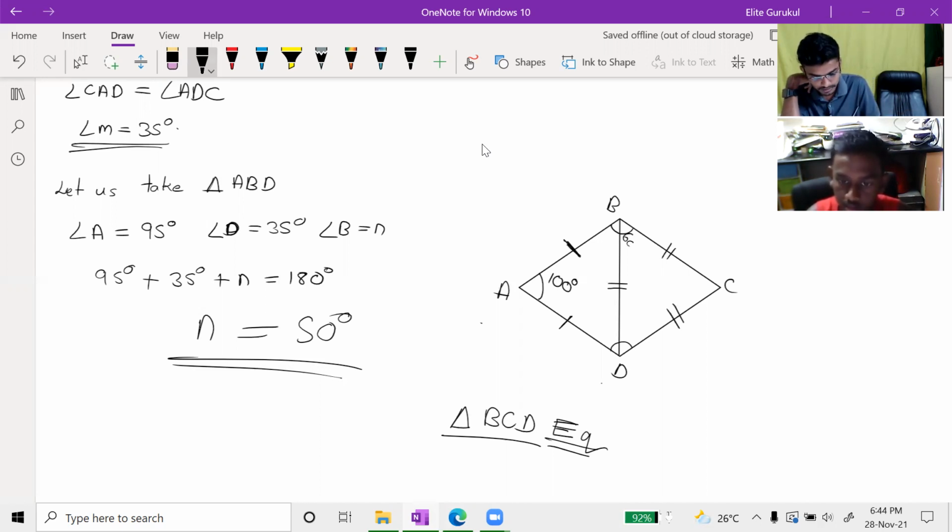So this will become 60 degree. This will become 60 degree, and this will also become 60 degree. Any doubt?